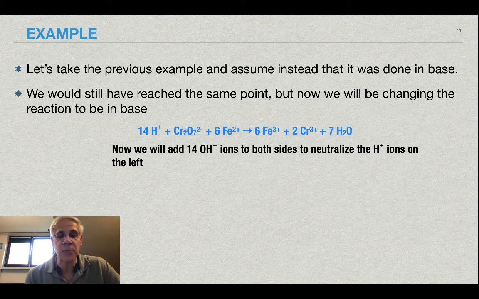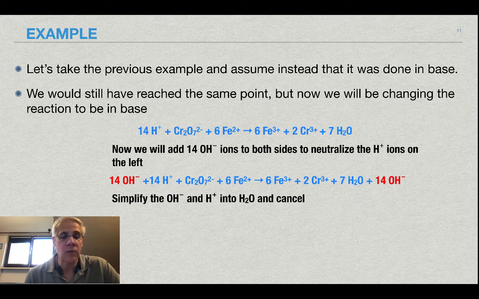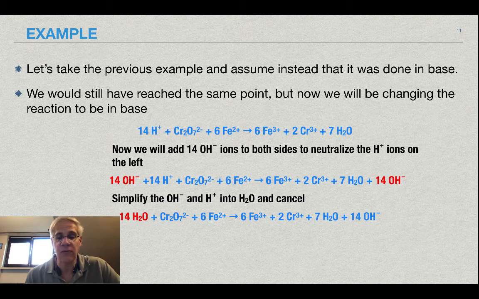Now, the reason we add it to both sides is to keep the balance. Right now, we have a perfectly balanced equation, and as long as I add the same thing to both sides, products and reactants, my reaction will remain balanced. So I'm going to add 14 OH minus ions to both sides, and those are going to neutralize the 14 H pluses on the left. So there we go. We've added our hydroxide ions. Now over on the left-hand side, the 14 OH minuses and the 14 H pluses will combine to form 14 waters. Okay, so there's our 14 waters.